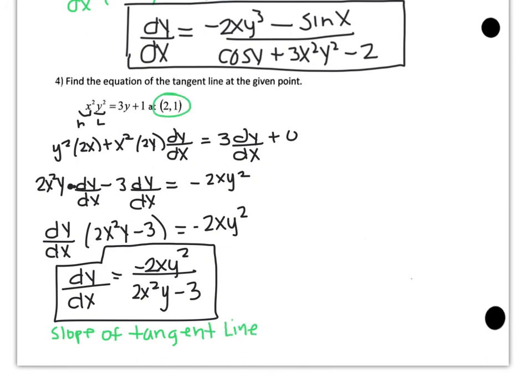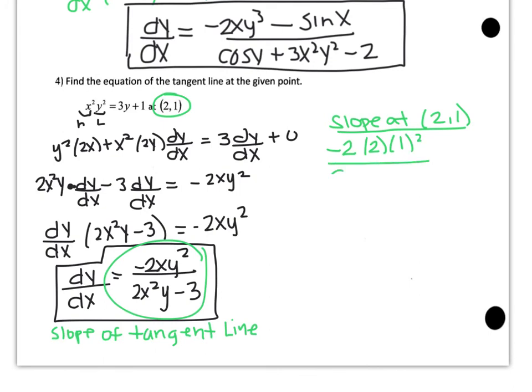Remember that part? So if this gives us the slope of the tangent line at any given point, well, we have the point. The point is (2, 1). So if I want to find the slope at that point, we're just going to plug in x and y. So the slope at (2, 1). So we're going to plug into this equation x and y. So negative 2, x is 2, y is 1 squared over 2, x is 2 squared, y is 1 minus 3. So this will give me the slope.